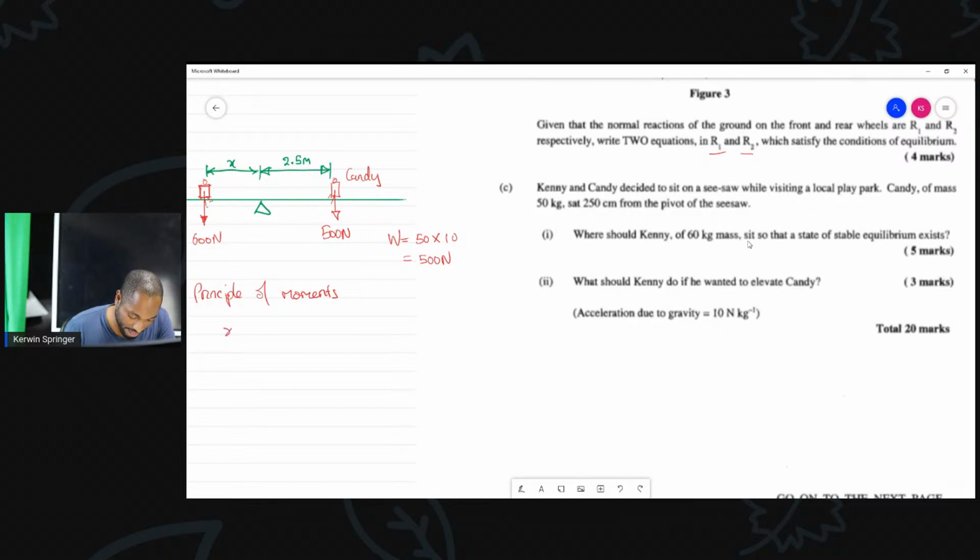So X times 600 is equal to 2.5 times 500. So X is equal to 2.5 times 500 over 600. This is going to give us the answer in meters. Where should Kenny sit? What do you get there? 2.08 meters. Let me just double check that.